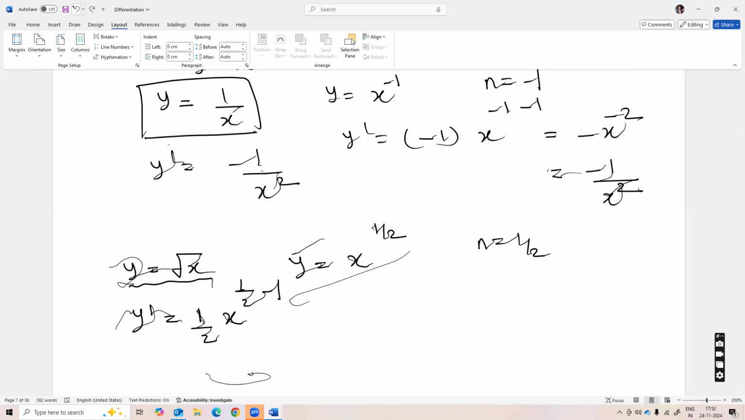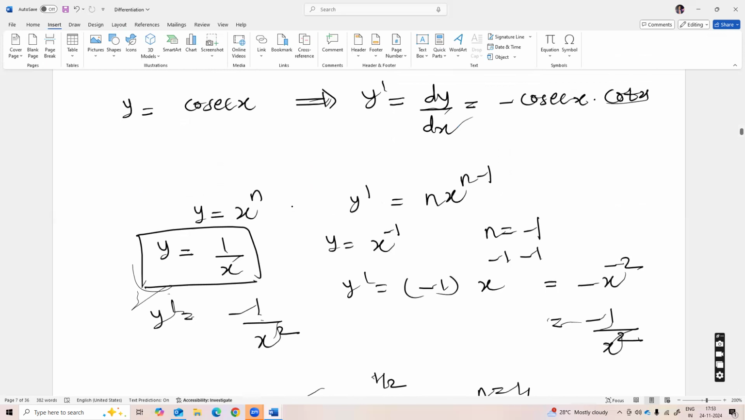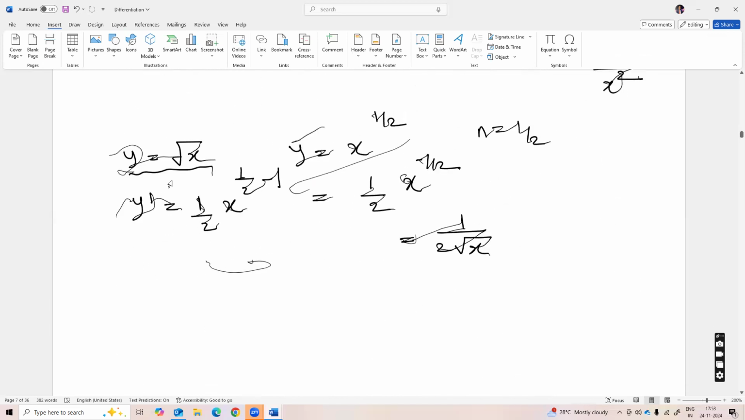Okay, so you can simply write this as 1 by 2 into x to the power minus 1 by 2, which is equal to 1 upon 2 root x. So you can use this formula whether the n is positive, negative, or a fraction. Okay. So the derivative of root x is 1 upon 2 root x.